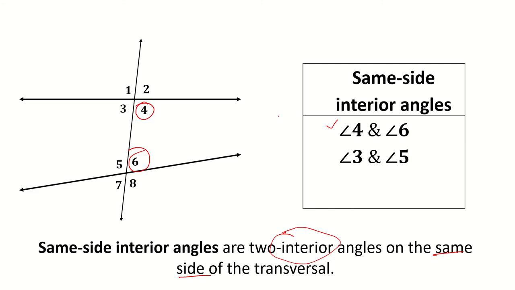So from the name itself, interior, it must be inside, which is true. And finally, it should be on the same side. So this is our transversal again. Then they're both on the right side of our transversal. And that's how you identify whether two angles are same side interior angles.